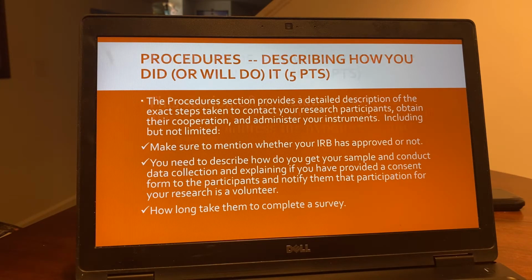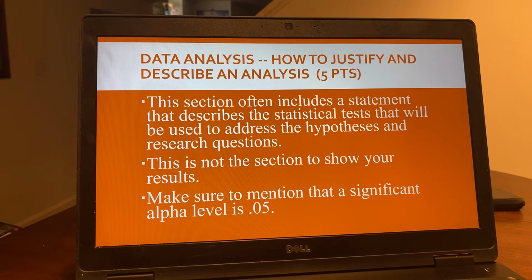Okay, so the next one is called data analysis. This is not a place for you to show your results. So please remember that. This is only the place for you to justify what statistic you use to test your hypothesis, okay? And it's important to tell people your alpha level is 0.05. Your alpha level is 0.05, okay? Is that clear for this part?